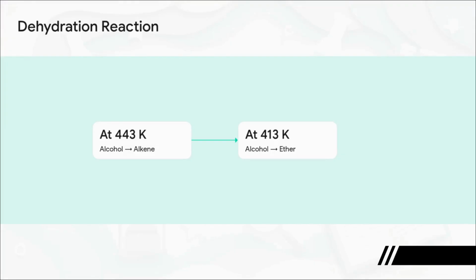Next up, dehydration. And for this reaction, the most important thing is temperature. It's a total game changer. You can take the same alcohol with the same reagent and get two completely different products just by tweaking the heat. At a high temperature, 443 Kelvin, you get an alkene. But if you dial it back just a bit to 413 Kelvin, you get an ether instead. The examiners love to test you on these temperature conditions.